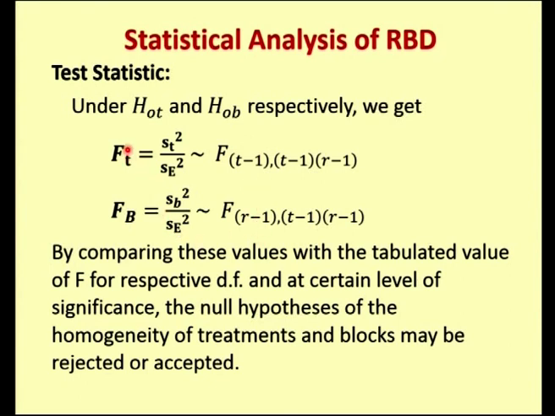So, by comparing these calculated values with the tabulated value of F for respective degrees of freedom and at a certain level of significance, this level of significance could be either 5% or 1%, the null hypothesis of the homogeneity of treatments and blocks may be accepted or rejected. That is, if the calculated value is less than the table value, H naught may be accepted, otherwise rejected.